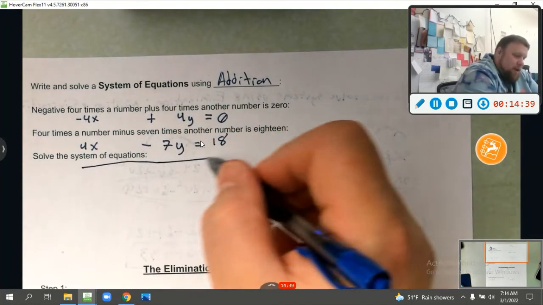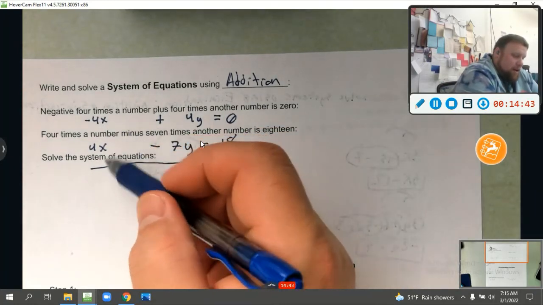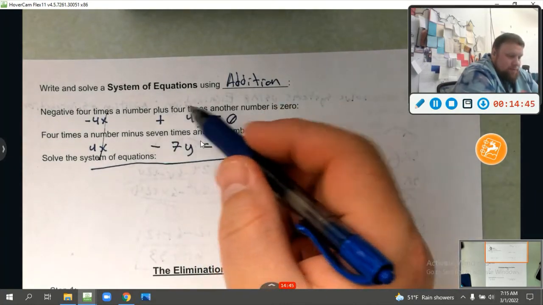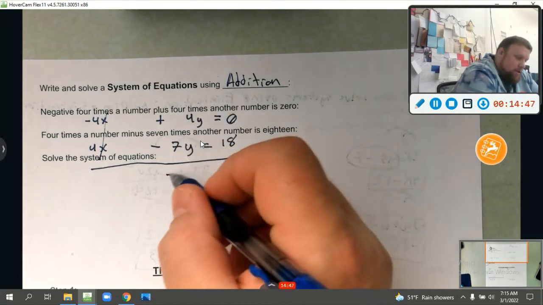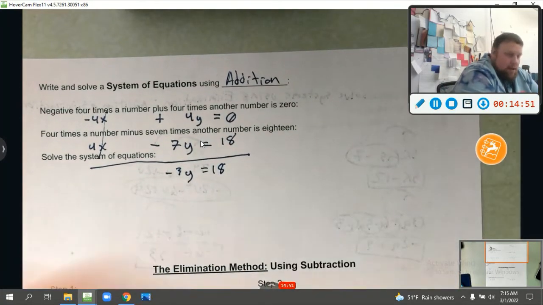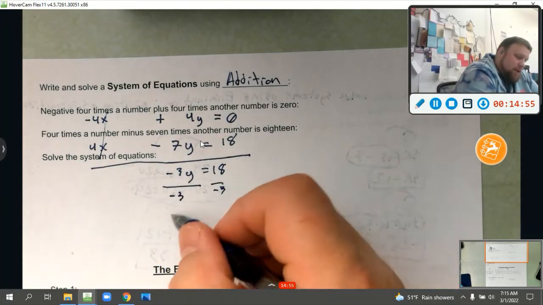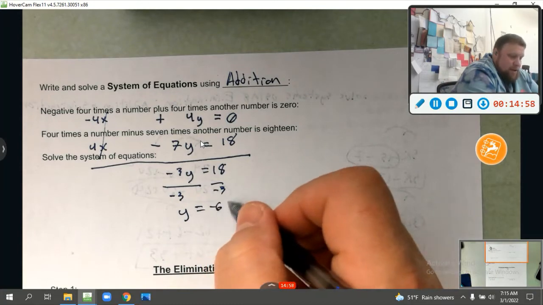We're going to add straight down. Look at this. You're ready? I'm just going to draw a line there. And all right, our x's are going to cancel out. And then 4y minus 7y is -3y equals 18. Divide both sides by -3. And y equals -6. There we go.